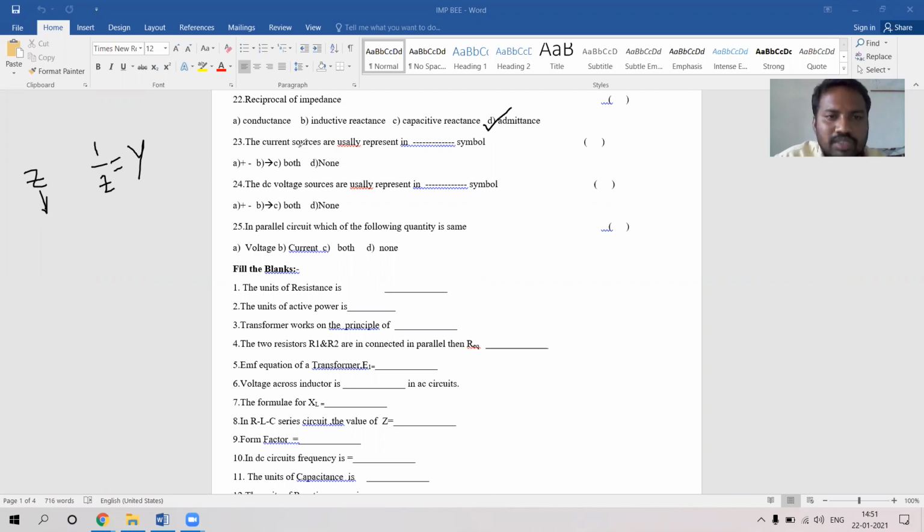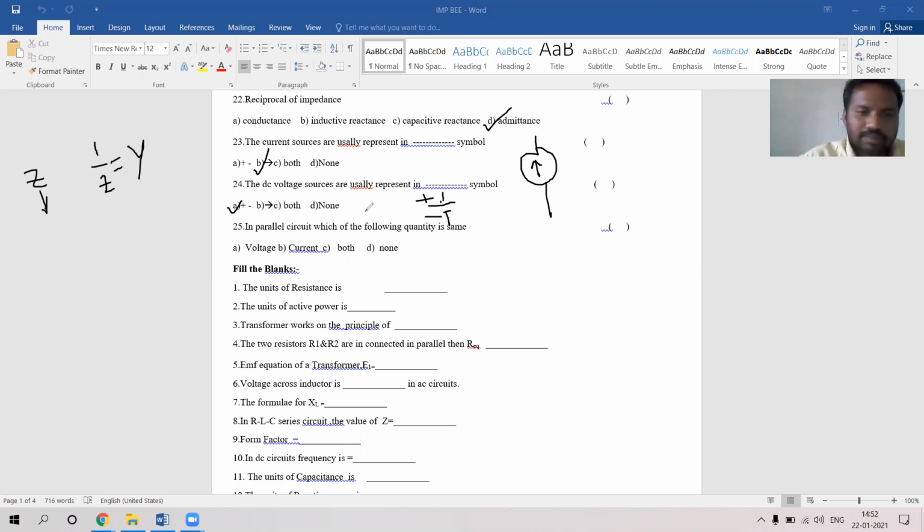What about the next question? The current sources are usually represented in which symbol? We know that the current source is indicated with a circle with an arrow mark. So that's why arrow mark is here, so that's why option B. What about the next question? The DC voltage sources are usually represented in which symbol? We know that voltage sources are represented with DC plus and minus. So that's why the option is A.